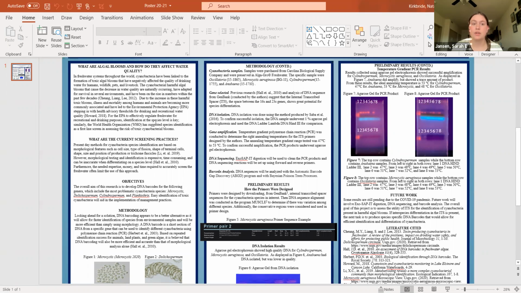We're proposing that the use of DNA barcodes will solve this issue. DNA barcodes are made of partial or complete sequences of a gene that is unique to the species you are looking at. Our objective is to create a DNA barcode capable of differentiation at the species level for the following four problematic cyanobacterial genera: Microcystis, Osculatoria, Cylindrospermum, and Anabaena.